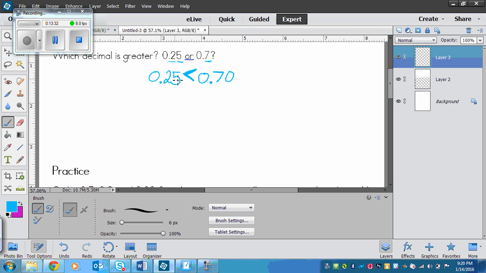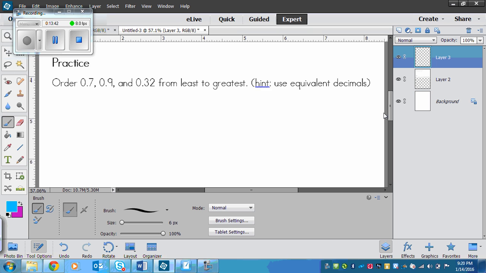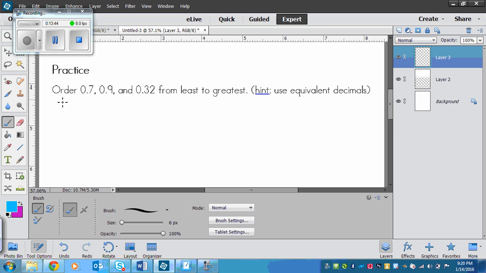Okay, so equivalent decimals are a little simpler than equivalent fractions. Just make sure there's the same number of digits after the decimal. Okay, so what you need to do is practice. So please order 0.7, 0.9, and 0.32 from least to greatest, so smallest to biggest. And I gave you a hint to use equivalent decimals. Please pause the video and play again once you've finished.